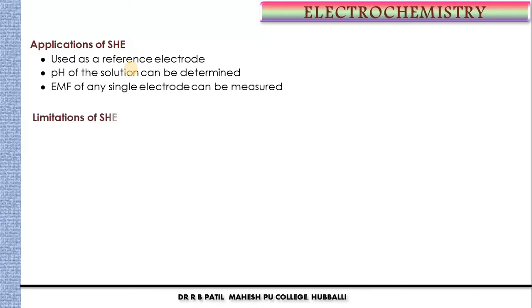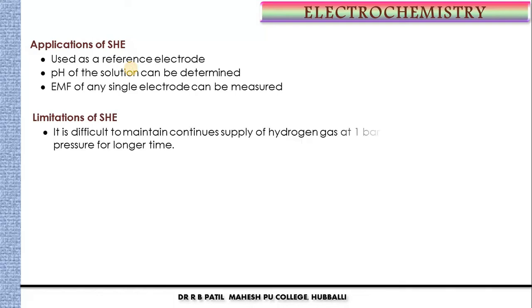Students, now let us see limitations of standard hydrogen electrode. Students, it is very easy to say that we have to pass hydrogen gas at 1 bar pressure. But in reality, it is very difficult to maintain the continuous flow of hydrogen gas at 1 bar pressure for longer time. And the second one, the platinum electrode or a foil or plate, whatever we use, it easily gets poisoned in the presence of small traces of impurity.